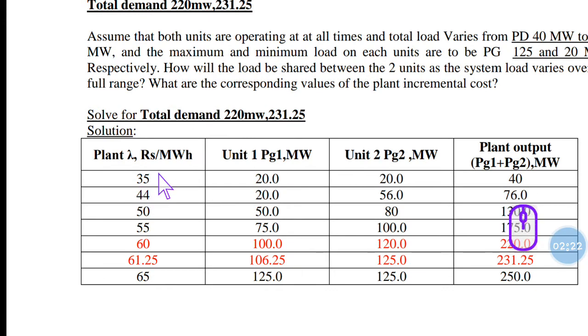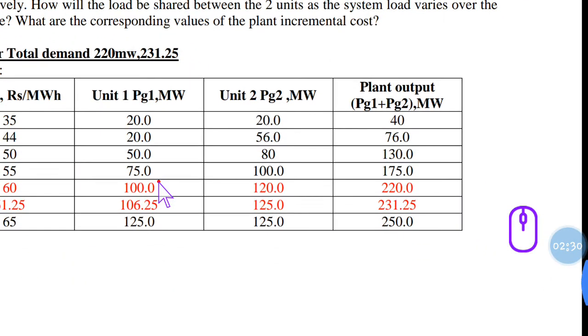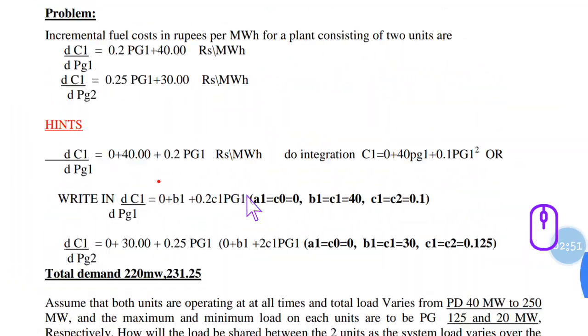In the exam they may give the initial lambda directly, or you have to calculate it. I may give you a total demand from this table, say 220, and you have to find how it is shared among the two plants. In the software package you enter the total demand, and it will display how it is shared among the two plants. It will ask for the C0, C1, C2 values of the two plants.